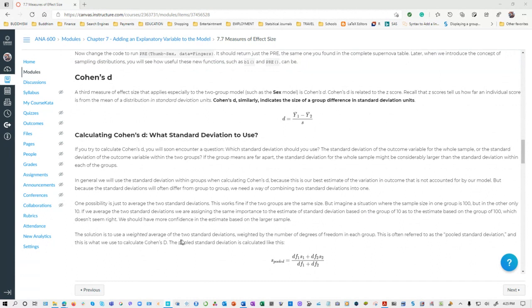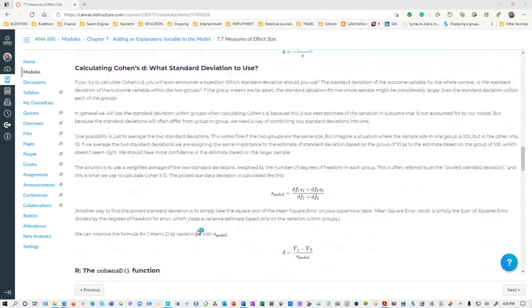The solution is to use the weighted average of the two standard deviations, weighted by the number of degrees of freedom in each group. This is often referred to as the pooled standard deviation, and this is what we use to calculate Hedges' D. The pooled standard deviation is calculated this way.